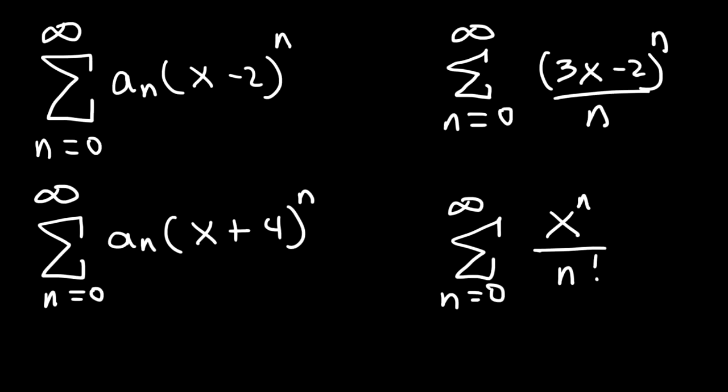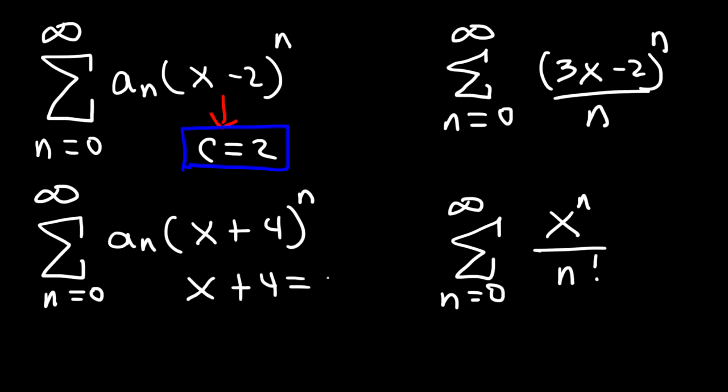Now let's consider the first one on the upper left. Where is the power series centered at? So just by looking at it, you could see that it's centered at c equals 2. Now what about the second one on the bottom left? Another way you could find the answer is by setting the inside, in this case x plus 4, equal to 0 and solve for x. So at negative 4, this whole thing becomes 0. So it's centered at c equals negative 4.